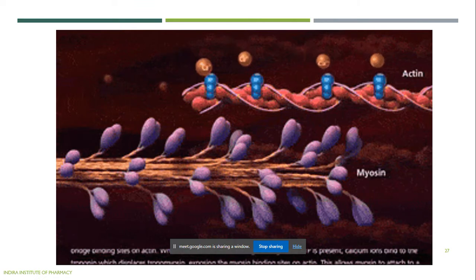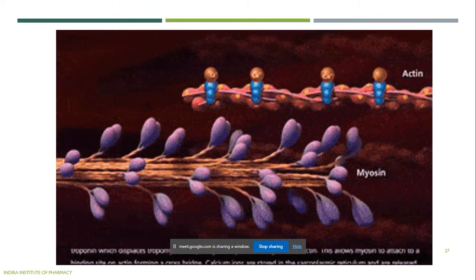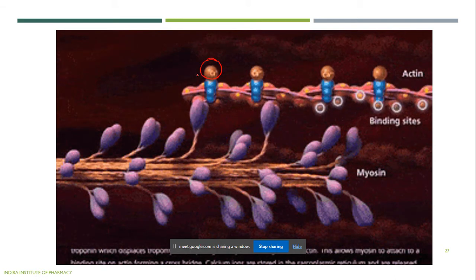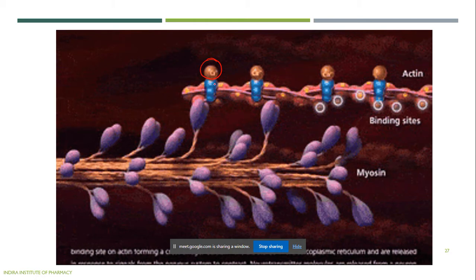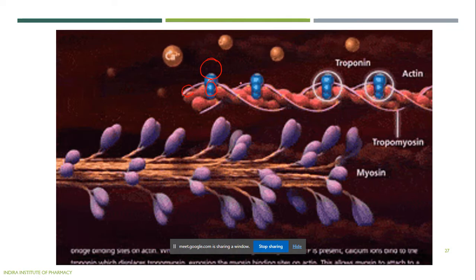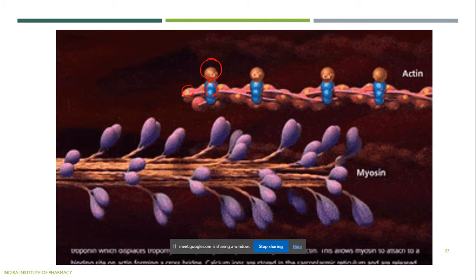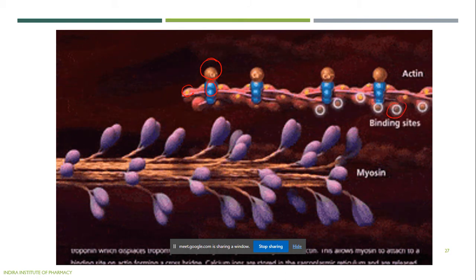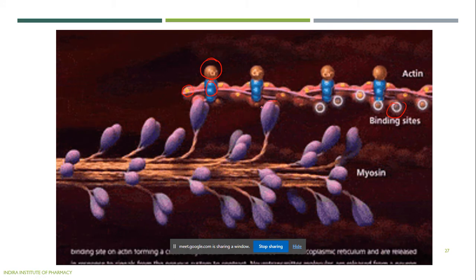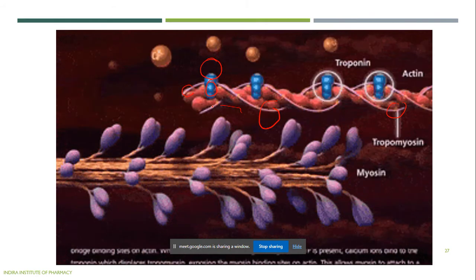So you can see the calcium binding to the troponin, and the tropomyosin moving away from its site. This is the calcium, this is the troponin, and this is the tropomyosin. You can see actin molecules on which troponin and tropomyosin are present; they have moved away, and the binding sites are exposed. The myosin heads have bound to the binding sites, and this is the power stroke.